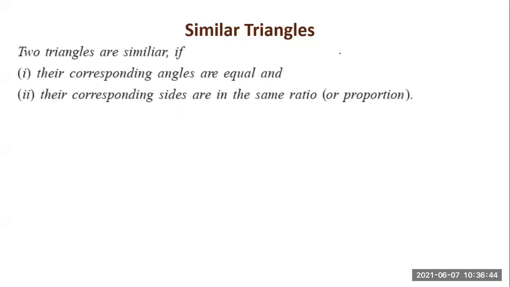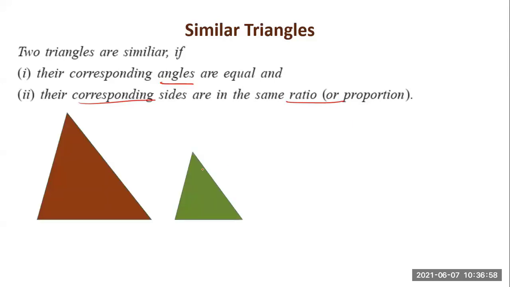So in the same way for triangles also, if two triangles are said to be similar, then their corresponding angles are equal, and similarly the corresponding sides are in the same ratio or in proportion, then only you can say that the two triangles are similar.